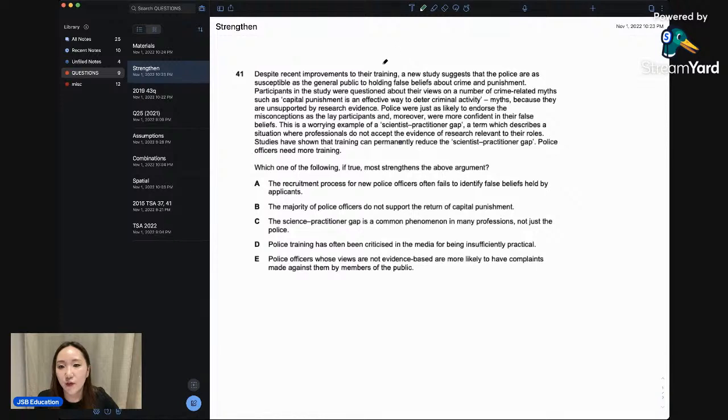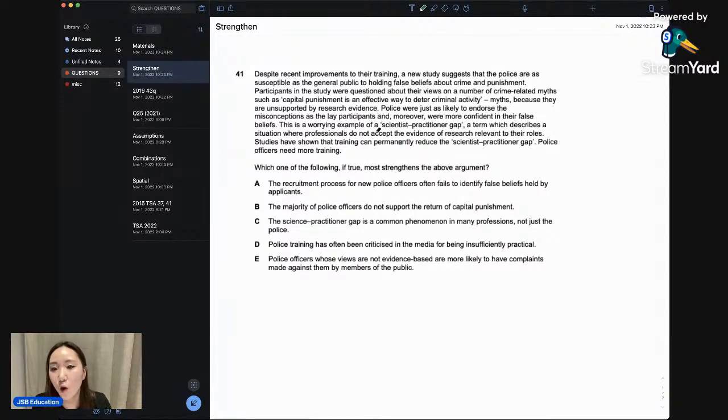So let's just have a look at this one together. Hopefully by now you've figured out how to skim read through, so I'm just going to do that as we read along. Despite recent improvements to training, a study is suggesting that police are susceptible, as the general public is, to having false beliefs about crime and punishment. When asked about their views on crime-related myths, such as capital punishment, and by the way, anything in quotations I'm pretty much just going to ignore because it's never that relevant, police were just as likely to endorse these misconceptions, because they are unsupported by research evidence, and were confident.